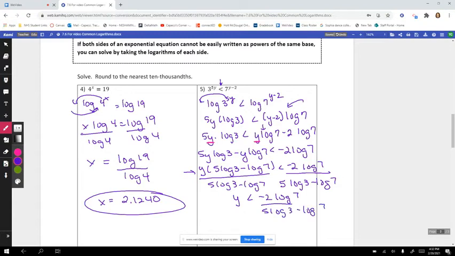Now, this is where you just have to be careful when you put it in your calculator. You can either put it in all at once or just put in the top value, hit equal sign, and then divide your answer by what you have in the denominator. So in the end, I'm going to have y such that y is less than negative 1.0972.